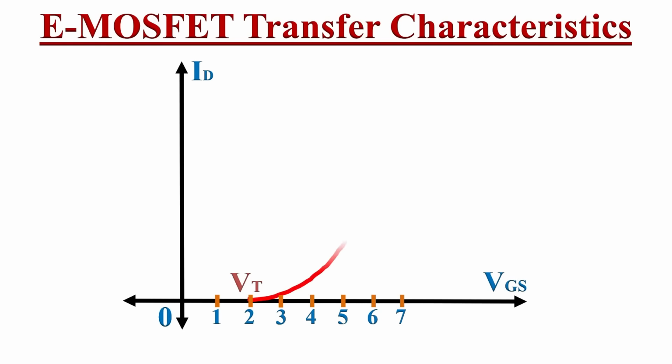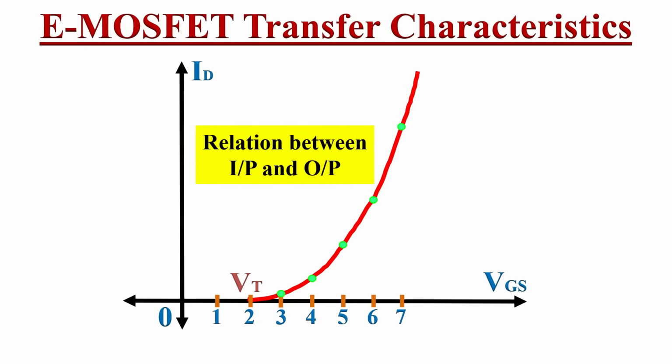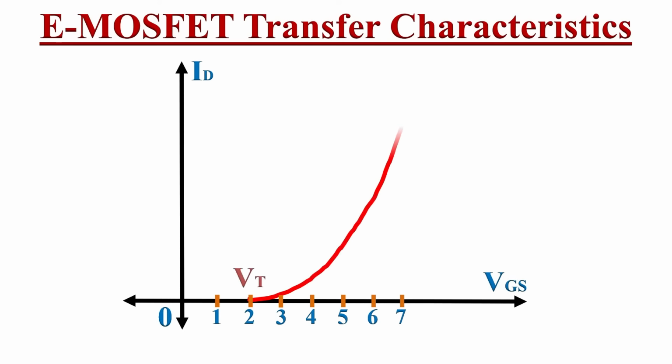Now let's see the transfer characteristics of the enhancement type MOSFET. The transfer characteristics define the relationship between input and output quantity. Here it defines the relationship between the output, the drain current ID, and the input, the gate voltage VGS. Basically it shows how the drain current ID changes as we change the gate voltage VGS.